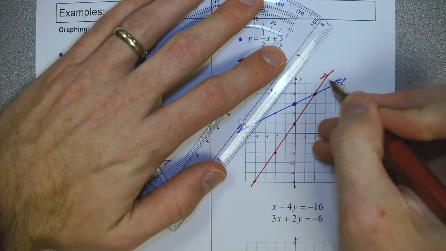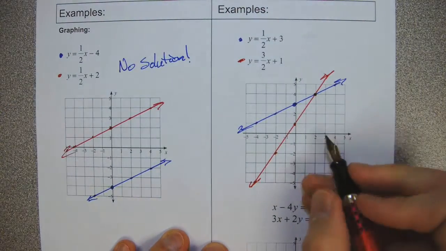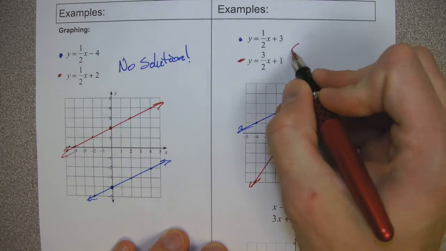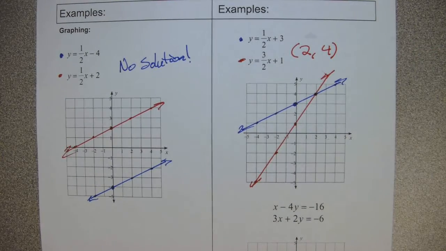There we are. Make sure you put your arrows on there. And our point of intersection, remember we do need to write our solution. Looks like it's at the point (2, 4). So (2, 4). And we're done. Simple as that.